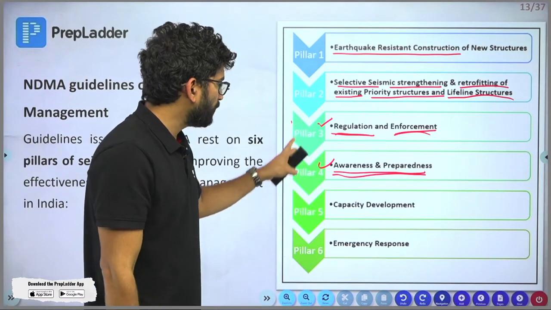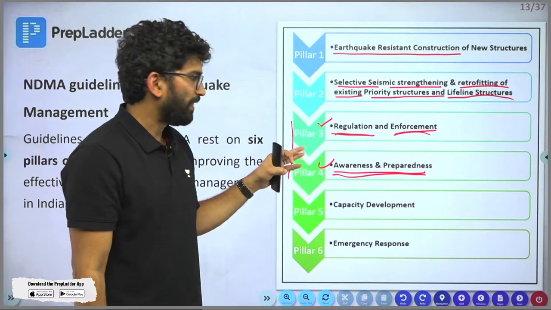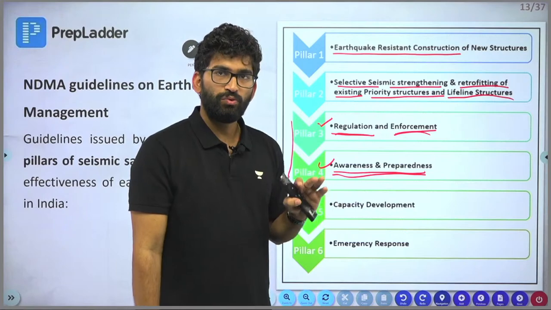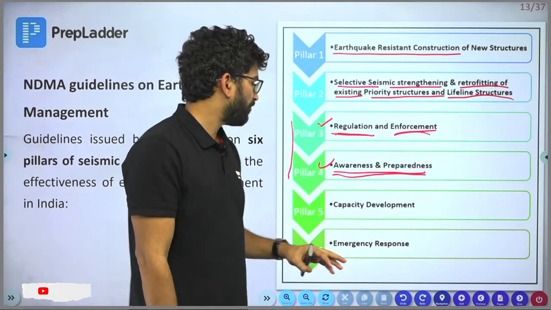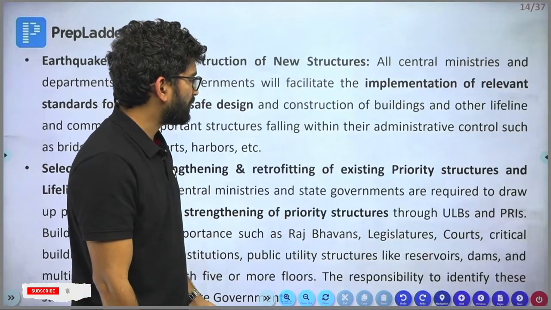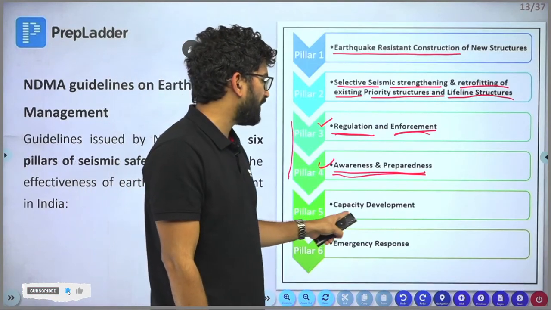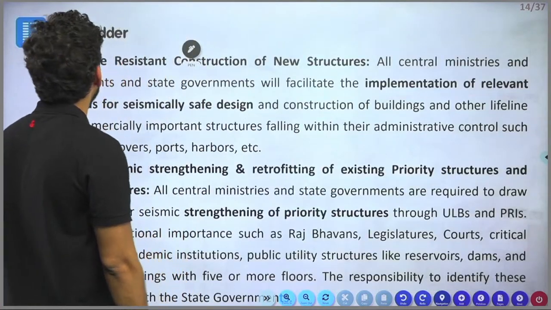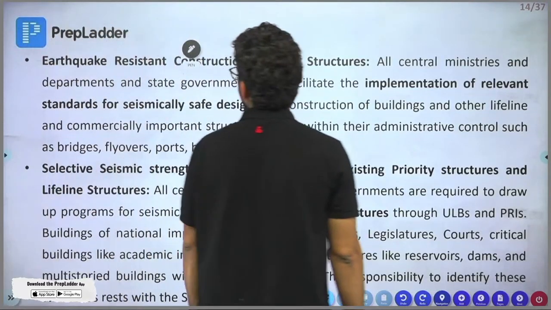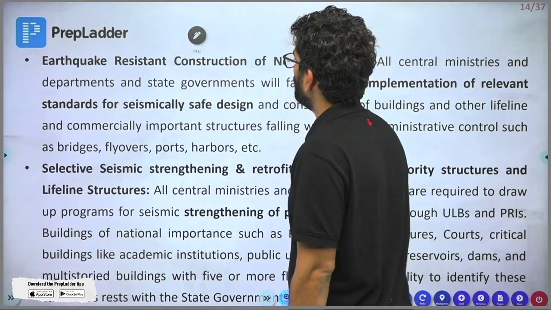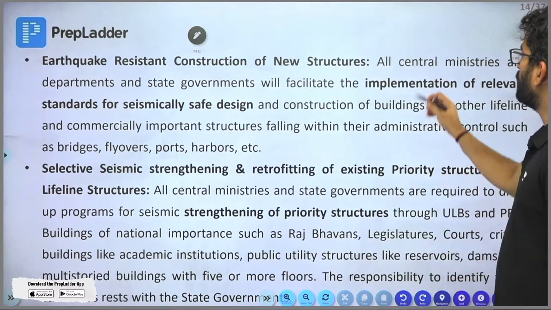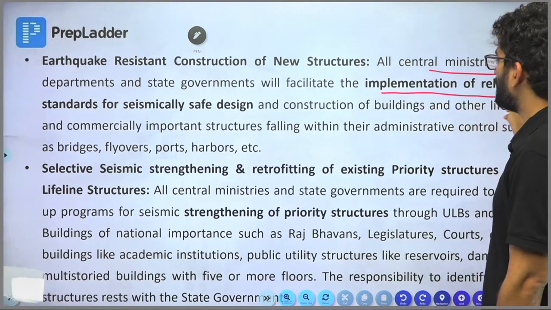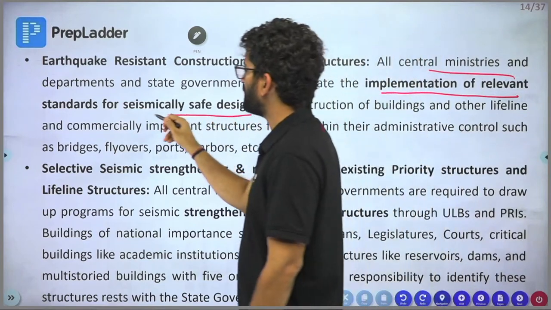So, these two pillars, pillar 3 and pillar 4, are part of the pre-disaster management measures which we have signed under the Sendai framework. Along with that, pillar 5 is also there, capacity development, and pillar 6 is emergency response. Now, what does earthquake resistant construction of new structures mean? All central ministries and departments and state governments must facilitate implementation of relevant standards for seismically safe design.